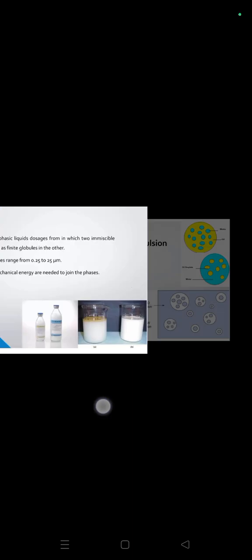Today, we are discussing the topic pharmaceutical emulsion. Emulsion. An emulsion is a biphasic liquid dosage form in which two immiscible liquids, one of which is dispersed as finite globules in the other. The particle size of globules ranges from 0.25 to 25 micrometer. An emulsifying agent and mechanical energy are needed to join the phases.